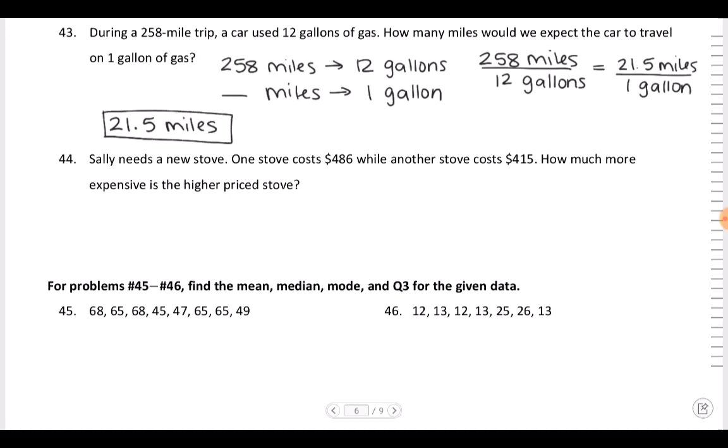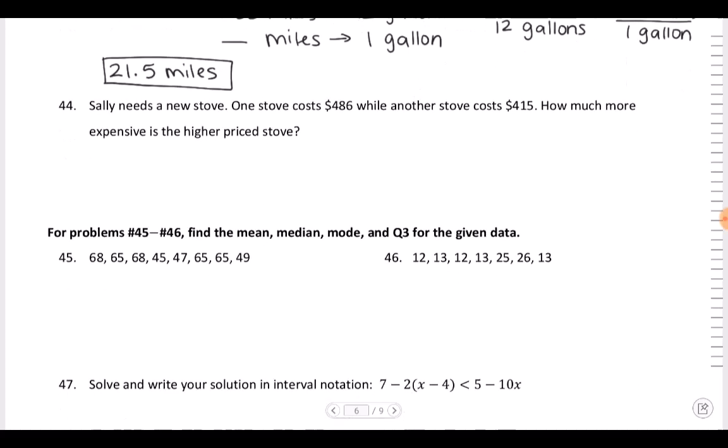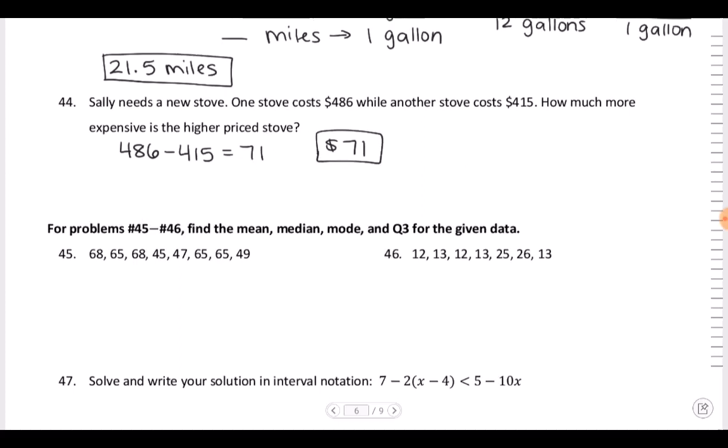Okay. Sally needs a new stove. One stove costs $486, while another stove costs $415. How much more expensive is the higher price stove? Okay, well, let's find the difference, right? The higher price stove is $486. And we want to know how much higher it is. So subtract off the 415. And that's $71. So I think it's that easy. $71 more expensive. There you go.